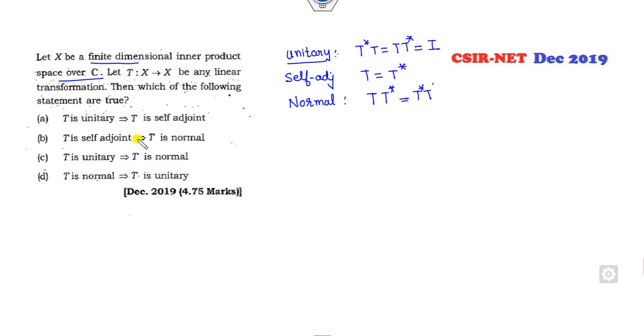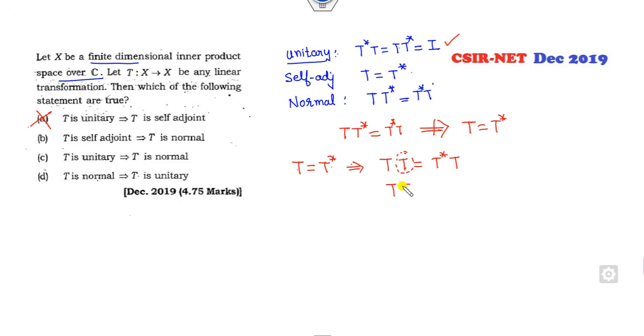Fine. Then which of the following are there? So now look at that. If T is unitary, it means this property holds. Can you say this happens for this value? No. Why? Because if you say T of T star is T star of T, it doesn't imply that T is equal to T star. You can consider many examples. Fine. If T is my self-adjoint, it means this property holds. Can you say this one? Yes. If I multiply both sides by T, it will be my T star of T. Now what is T? I can replace this value as T star.